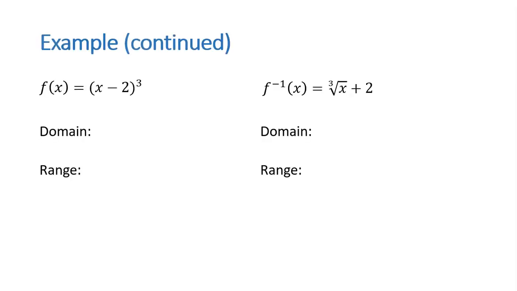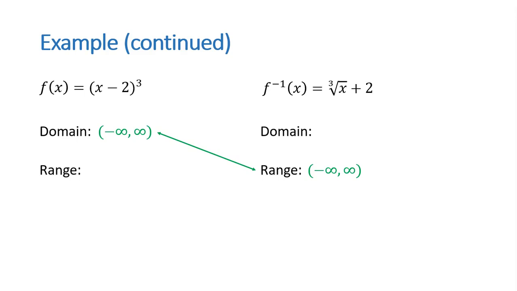Okay, now let's talk about our domain and range. So we have our two functions. We want to find the domain and range for each. For our original function, there's no denominator. There's no root, so there's no way we could have anything that's undefined. So our domain is all real numbers. That means that the range of our inverse is also all real numbers.